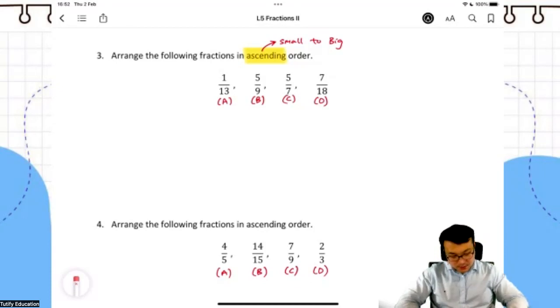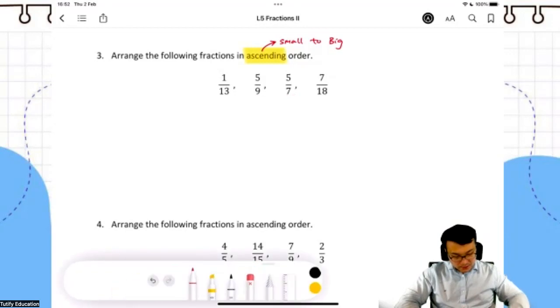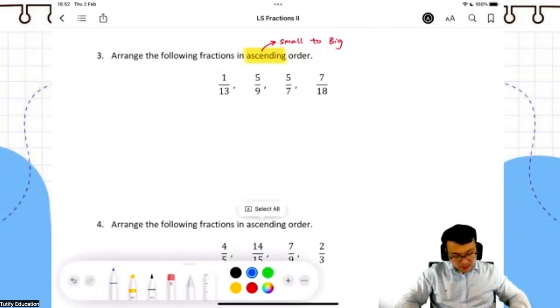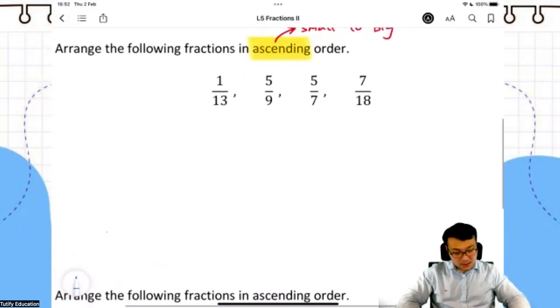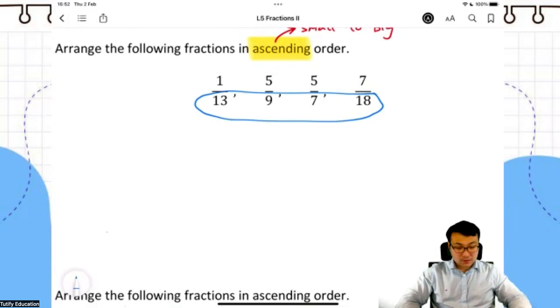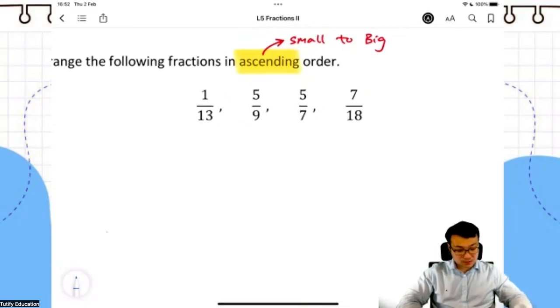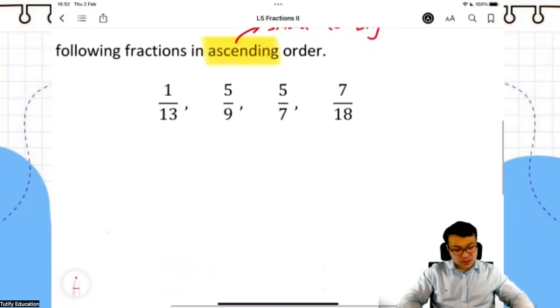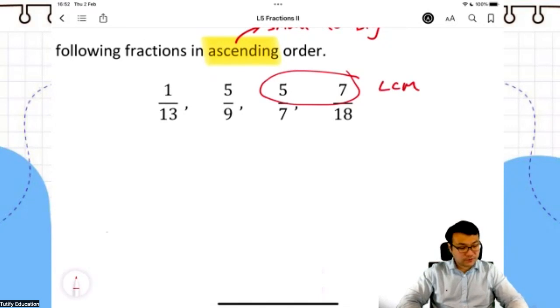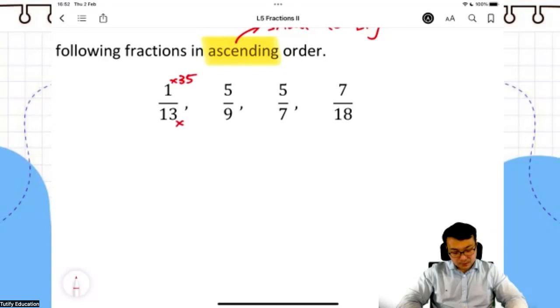Now, students, let's look at question 3, okay? Over here, we realize that it would be much easier if we were to make the numerators the same. Because can you see how big these numbers are? Can you imagine trying to make them the same? It's gonna be huge. So it's wasting time. So let's focus on the numerator, okay? We know that the lowest common multiple for 5 and 7 is 35. So let's just change everything into 35, okay?